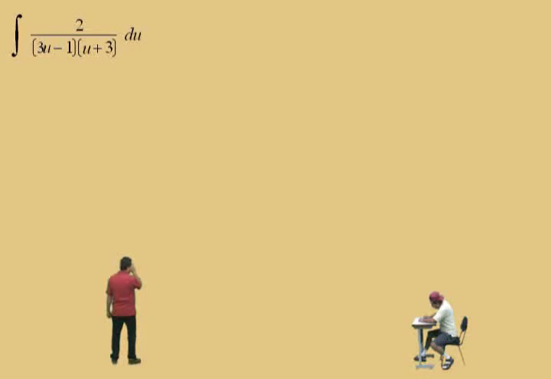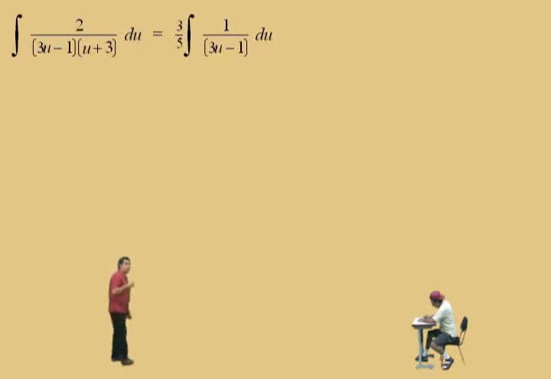And so for the first one, what was A equal to, Charlie? 3/5. 3/5, that's right. A was 3/5. And so now we're going to take the constant 3/5 out of the integral and write this as 1 over 3u minus 1. Because remember, it was A over 3u minus 1, which is 3/5 over 3u minus 1. So you can take the 3/5 out.